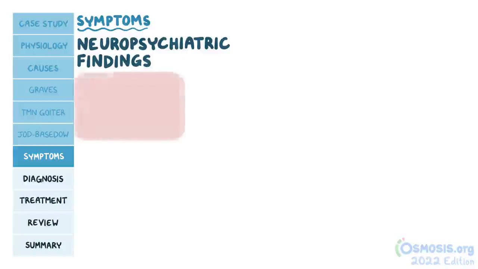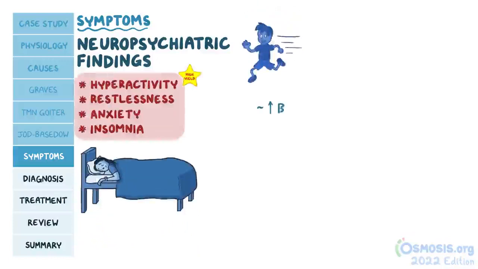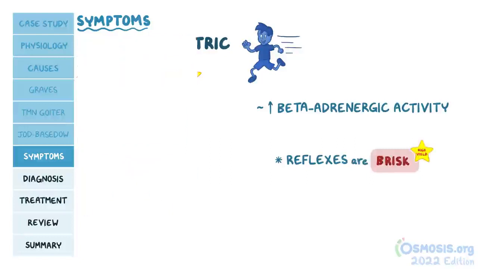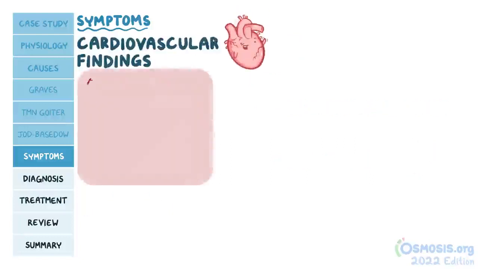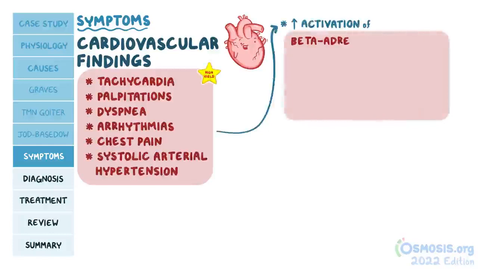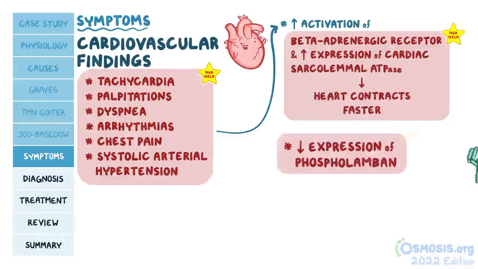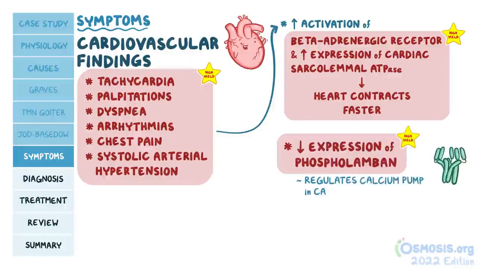Neuropsychiatric findings include hyperactivity, restlessness, anxiety, insomnia, and this is due to increased beta-adrenergic activity. Additionally, reflexes are brisk. Cardiovascular findings include tachycardia, palpitations, dyspnea, arrhythmias, chest pain, and systolic arterial hypertension. And these are all caused by increased activation of beta-adrenergic receptors and increased expression of cardiac sarcolemmal ATPase, which allows the heart to contract faster. There's also decreased expression of phospholamban, which is a protein that regulates the calcium pump in cardiac muscle cells.